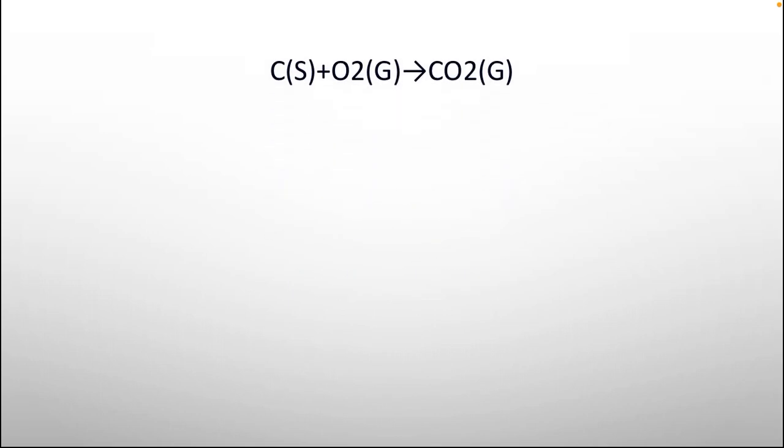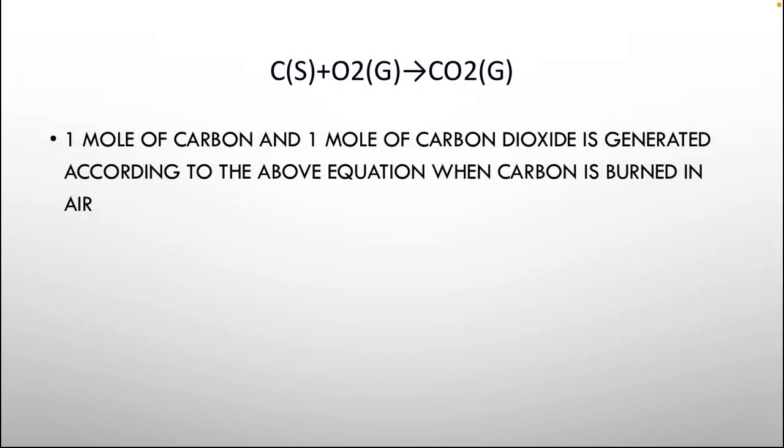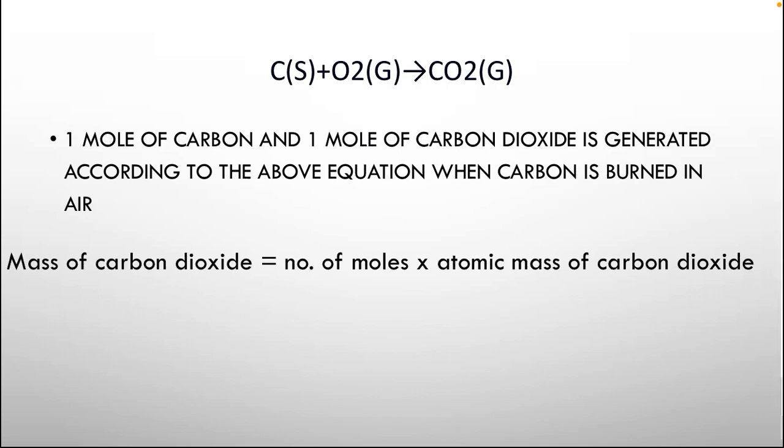Now this is the balanced equation. Carbon reacts with oxygen gas, and the product is carbon dioxide gas. So 1 mole of carbon and 1 mole of carbon dioxide is generated according to the above equation when carbon is burned in air. Here the mass of carbon dioxide equals the number of moles multiplied by the molar mass of carbon dioxide. The number of moles we got from the last slide is 100, multiplied by the molar mass of carbon dioxide, and that is 4400 kg. We got the mass of carbon dioxide.